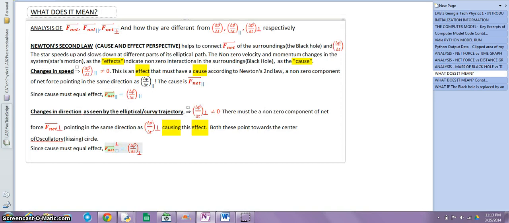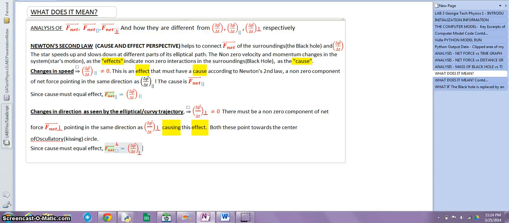The analysis of the components of the net force and how they're different from the rate of change of momentum and its components. Newton's second law, the cause and effect perspective, helps to connect the net force of the surroundings and the rate of change of momentum. The star speeds up and slows down at different parts of its elliptical path. The non-zero velocity and momentum changes in the star's motion as the effects indicate non-zero interactions in the surroundings as the cause. The changes in speed indicate a non-zero parallel component of the rate of change of momentum.